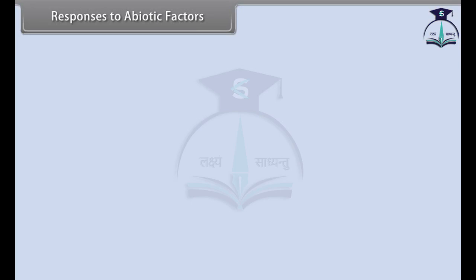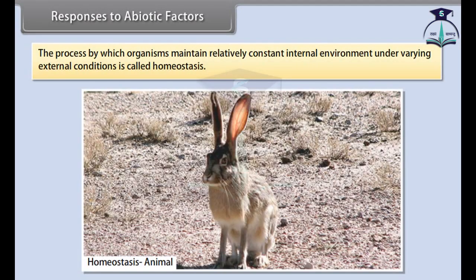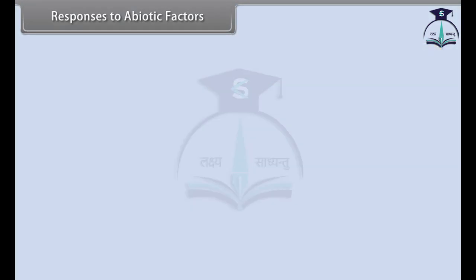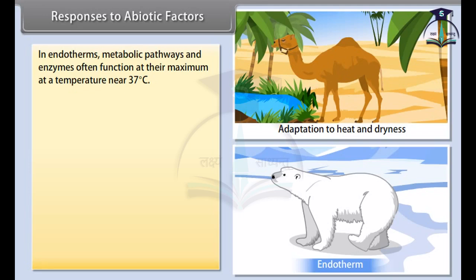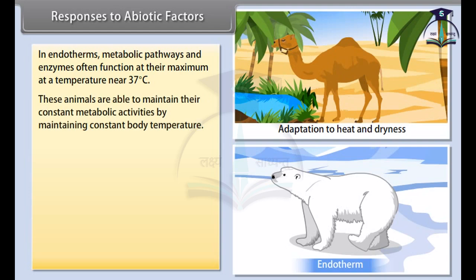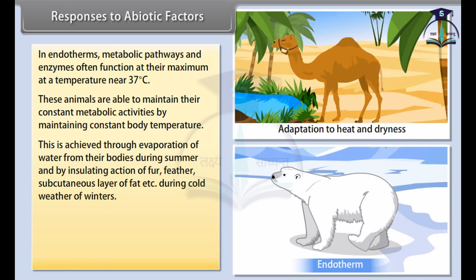Responses to abiotic factors. The process by which organisms maintain relatively constant internal environment under varying external conditions is called homeostasis. In endotherms, metabolic pathways and enzymes often function at their maximum at a temperature near 37 degrees Celsius. These animals are able to maintain their constant metabolic activities by maintaining constant body temperature. This is achieved through evaporation of water from their bodies during summer and by insulating action of fur, feather, subcutaneous layer of fat, etc. during cold weather of winters.